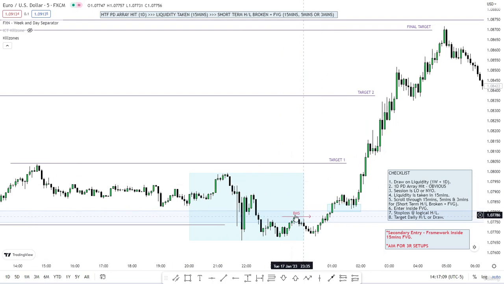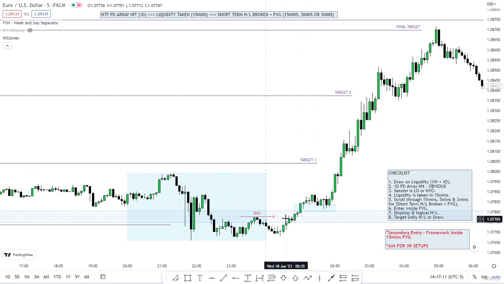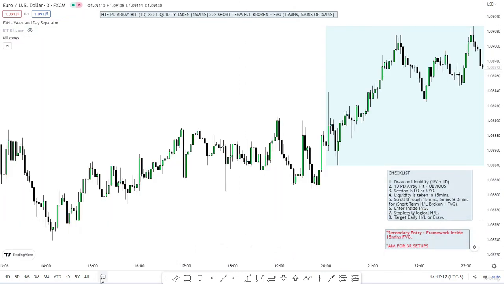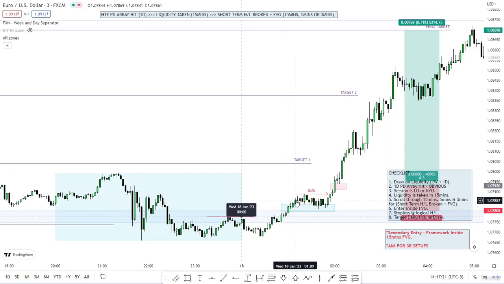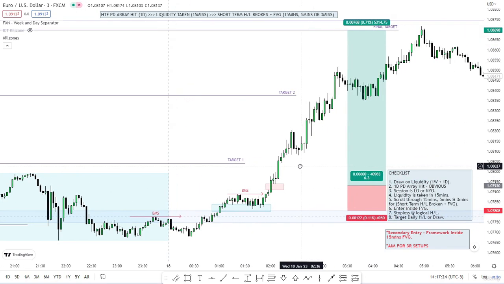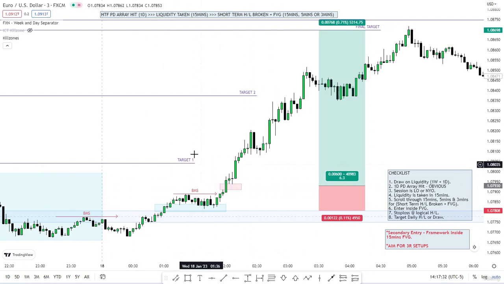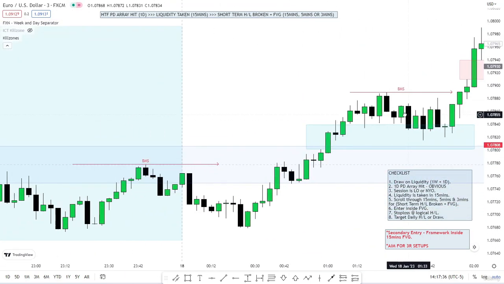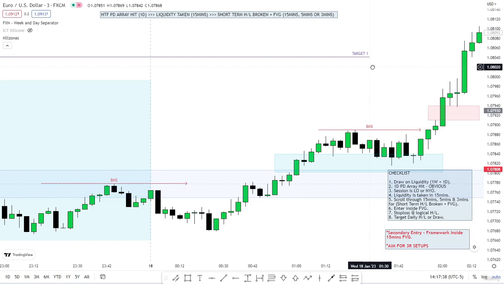But as you can see, this breaking structure here, the imbalance. Okay, maybe the 15 minutes was the most clear. Let's look at 3 minutes during the same time. Perfect. This is an entry right there. So we had this 15 minutes breaking structure, but once it came here, I don't know if you can see. Yes, perfect.